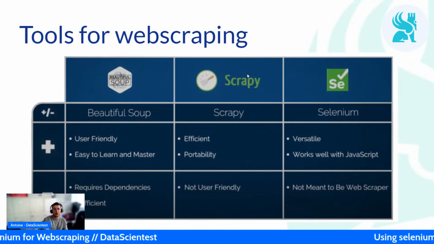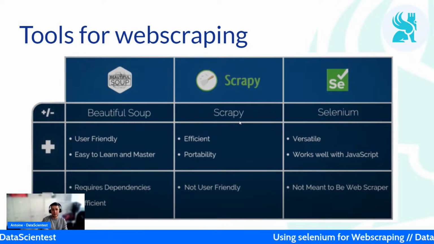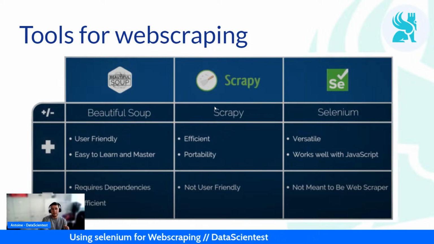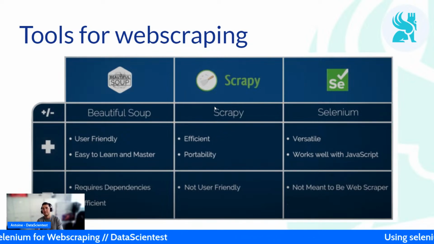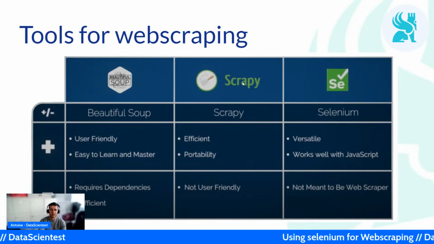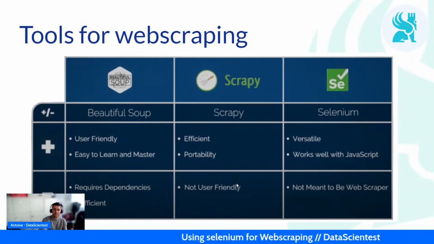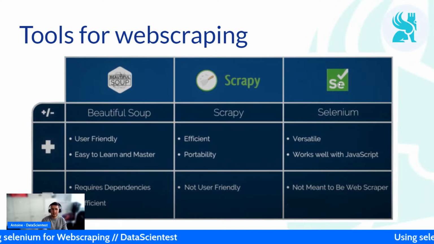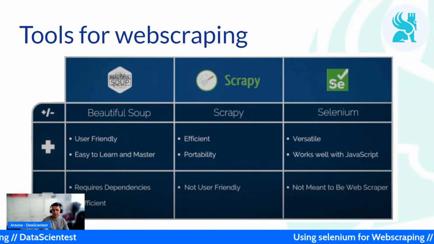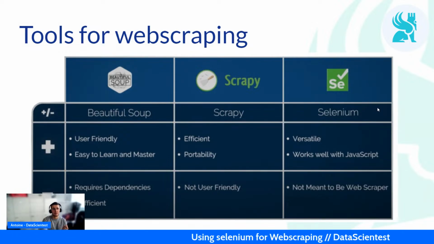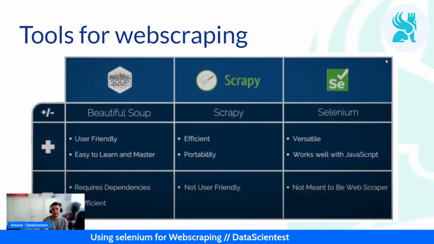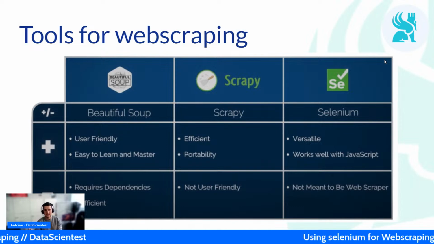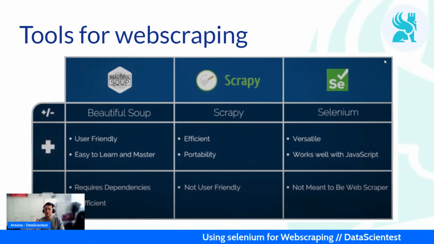The other very well-known library for web scraping is Scrapy. This library is very efficient and has very good portability, but maybe the inconvenience with this library is that it's not very user friendly and not very easy to learn and understand. In this workshop, we will focus on the library Selenium. Maybe the worst inconvenience of Selenium is that it's not a library made for web scraping. It's a library made for automated tests.